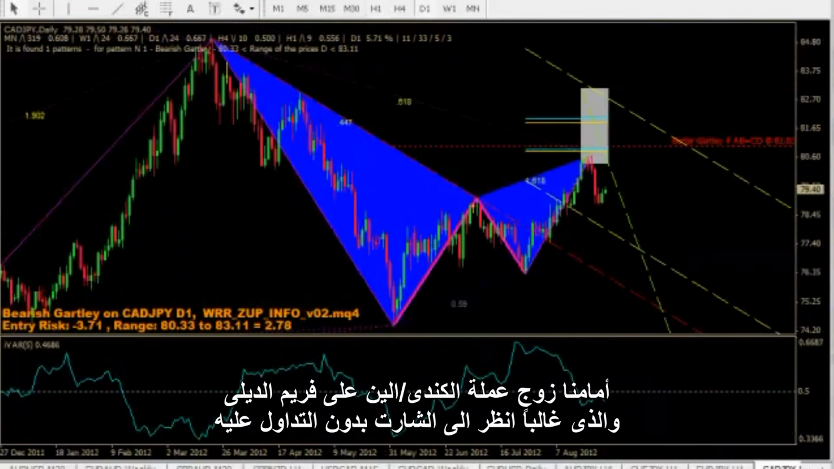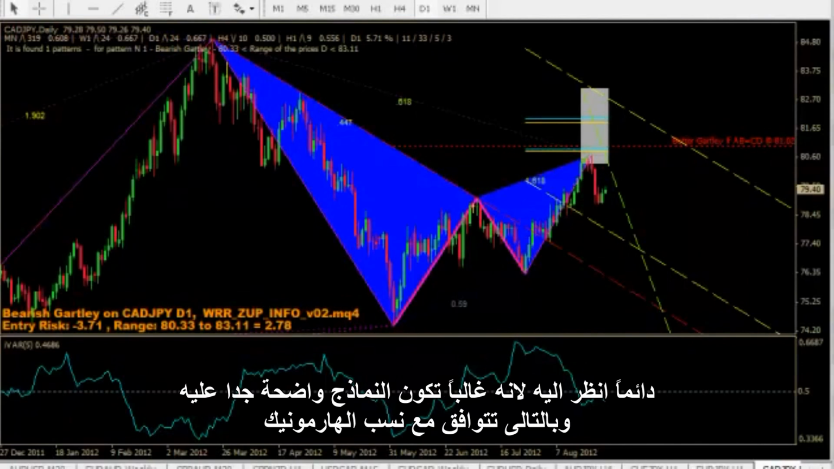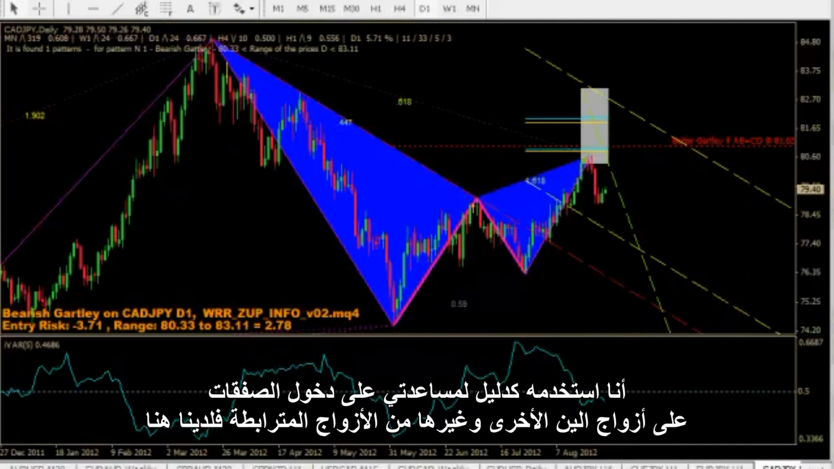Here's the Canadian yen daily. I often look at the Canadian yen, not to trade it, but because it often has very clear patterns, and those patterns seem to conform to the harmonic ratios as well. I use it as a guide to help me enter trades on other yen pairs and other correlated pairs.